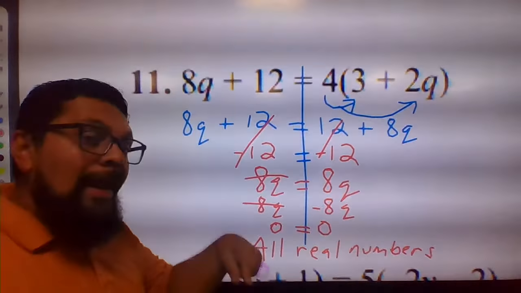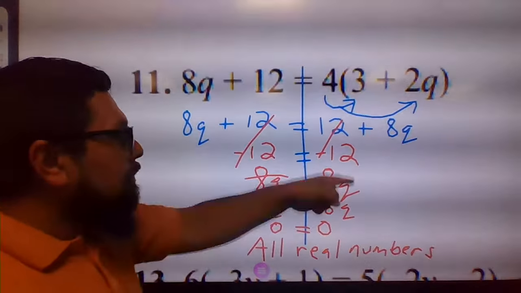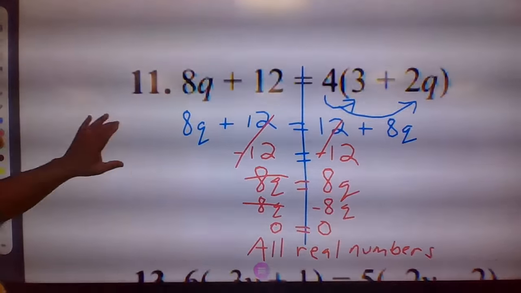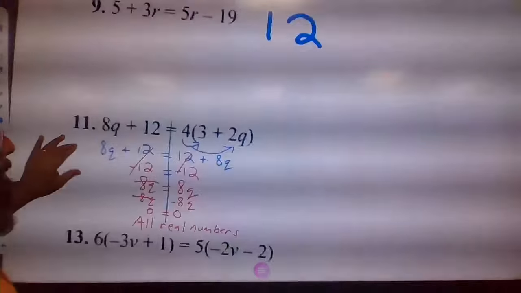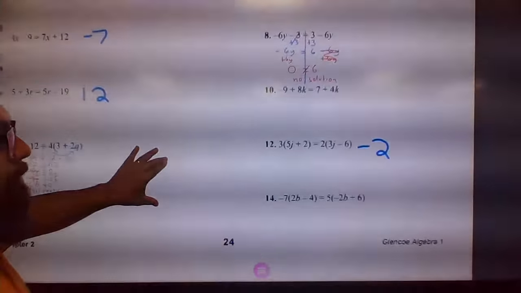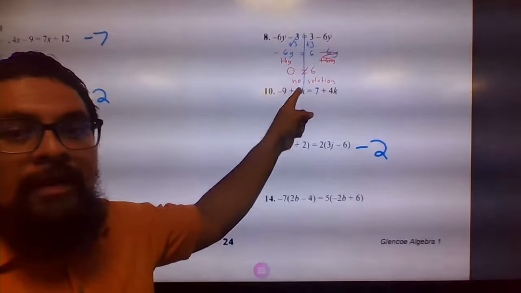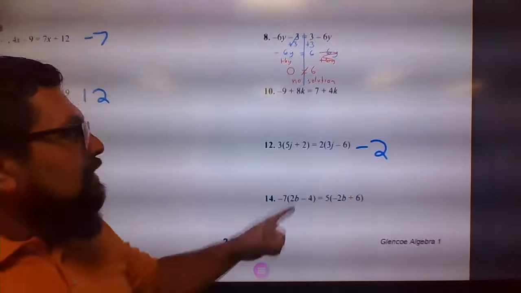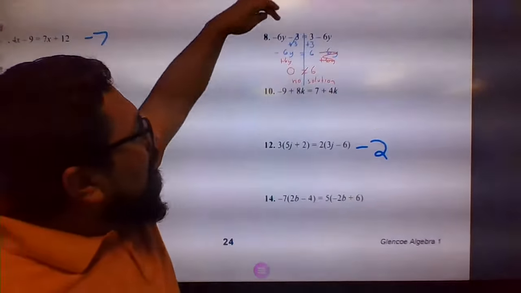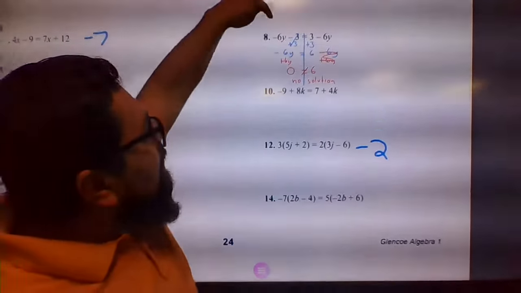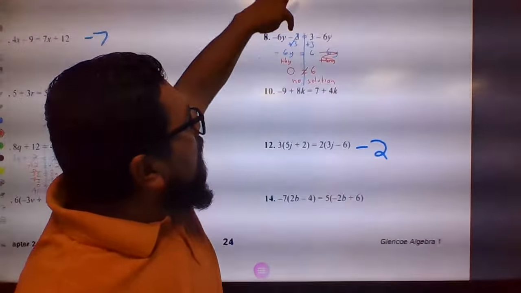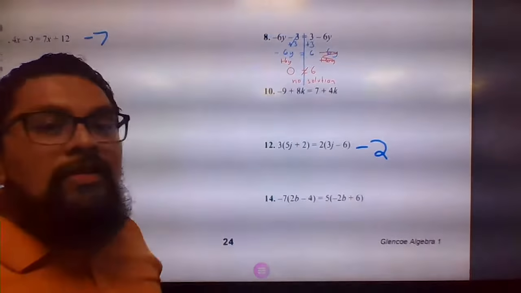So it's not like the other one. This is all real numbers. All numbers. Any number you put on here, they're going to make this equal. And unlike number 8, remember number 8? Which was no solution, right? For number 8. Now, just look at the way the problem was built. Okay? Just look at it. See if you can see a pattern. These are equal. Negative, negative. These are not equal. When this happens, there's no solution.